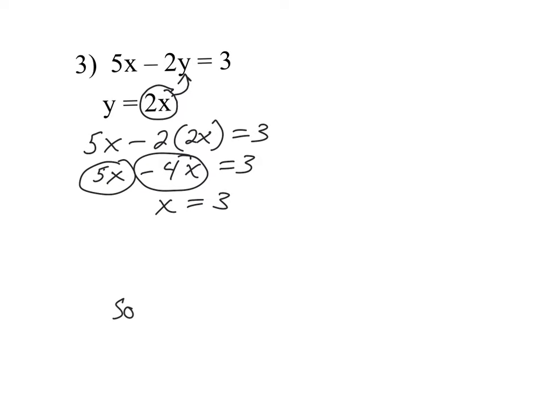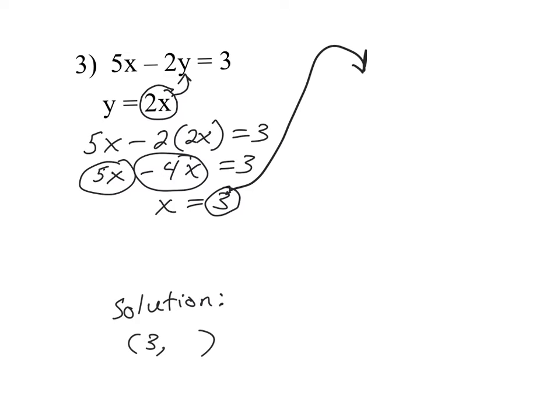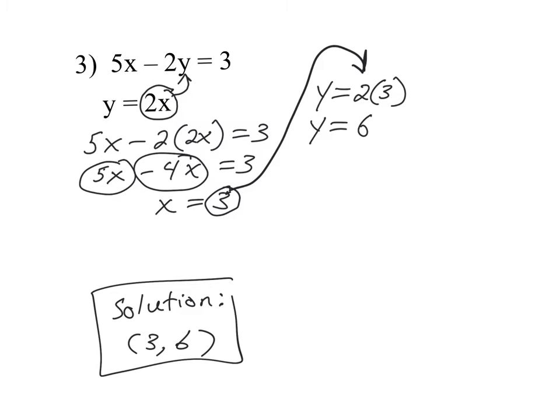All right, so my solution, I have x is 3 and y is still a mystery. So we've got to take that and plug it back into one of the two equations. It's much easier to plug it into the second one, although you're welcome to plug it into the first one. All we're doing then is taking 2 and multiplying it by the x value, and 2 times 3 is 6, so y is equal to 6. There is my solution for number 3.